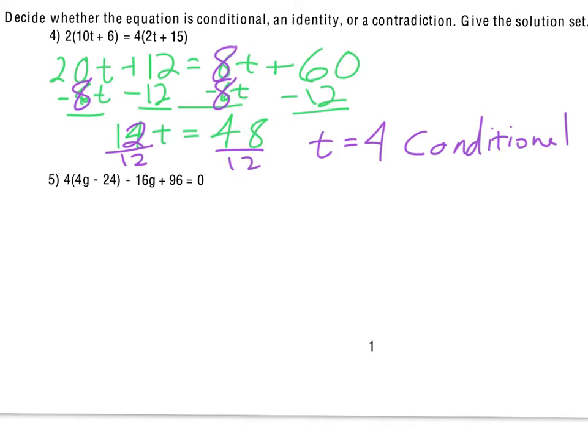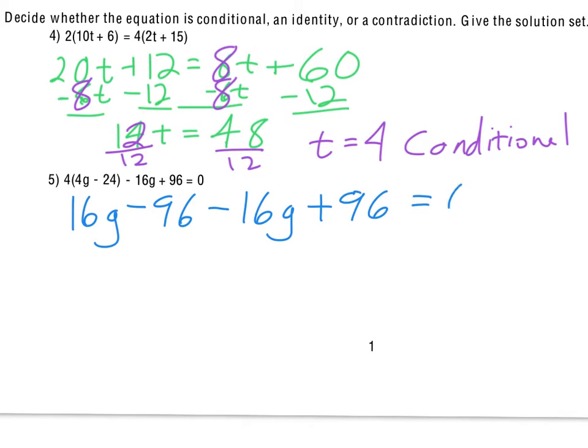So number 5 really has the same directions. Again, we'll see what we get once we start distributing. So we end up with 16g minus 96 minus 16g plus 96 equals 0. So notice that the 16g minus 16g and then minus 96 plus the 96, those will all cancel out, so we end up with the statement 0 equals 0.